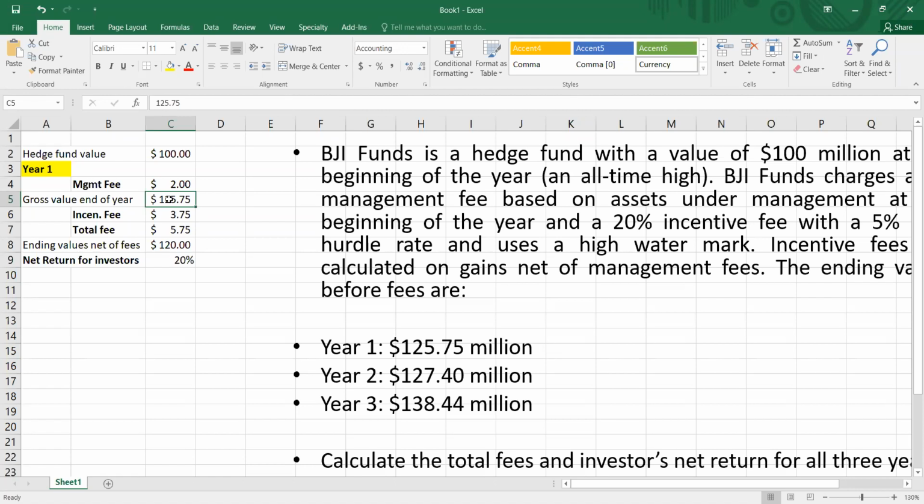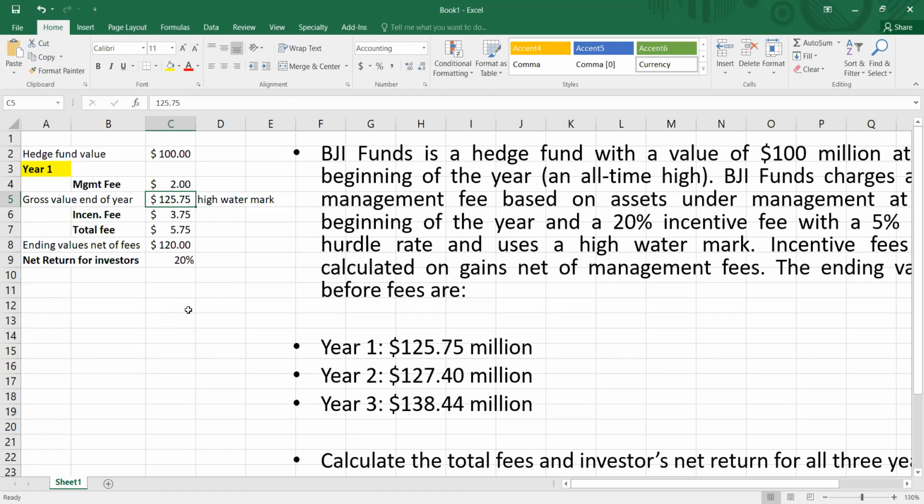Shall I repeat it again? Anything below this value, because this is now called the high watermark. So this is the maximum amount, and if I get below this amount next year, I will not get any incentive fee.